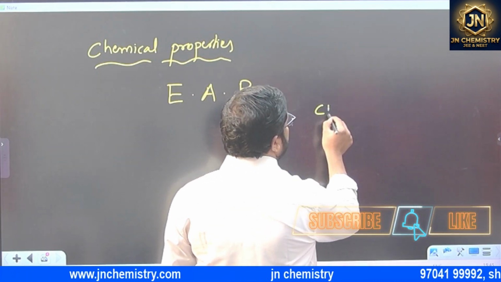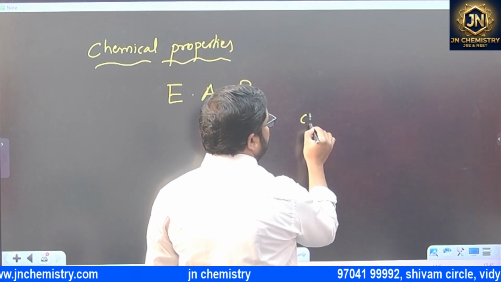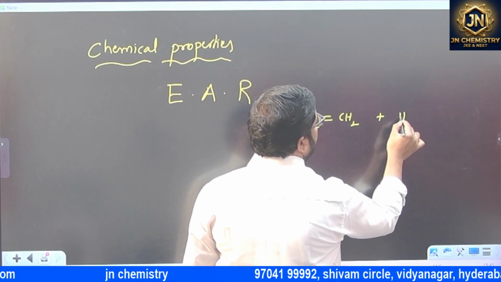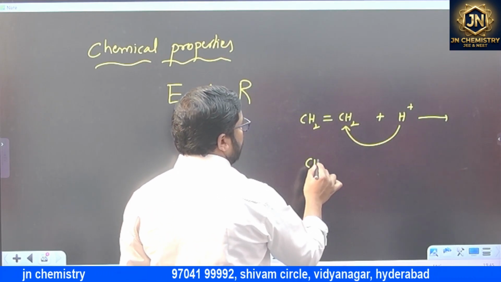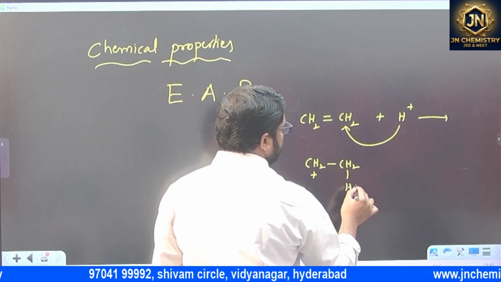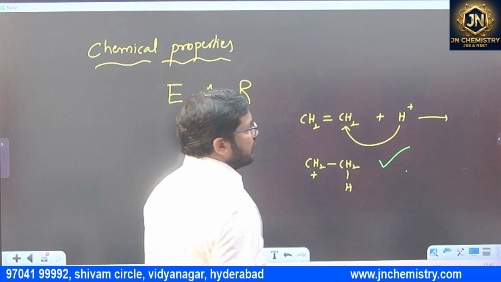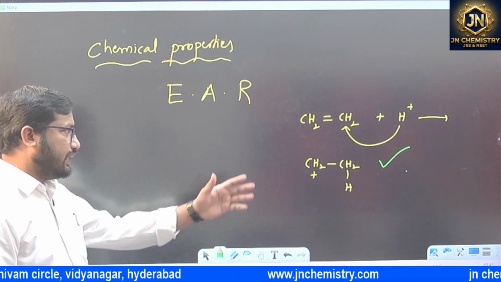For example, CH2 double bond CH2. H plus can come and attack. This happens. Electrophile is adding, right? That's why we call it electrophilic addition.